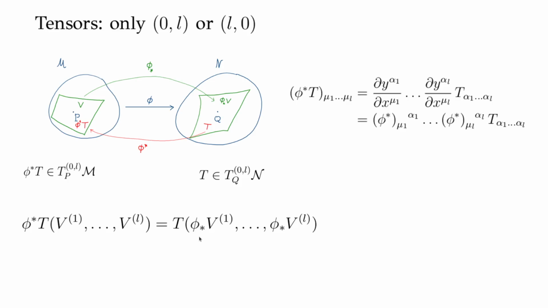The computation is easily generalized from the case of one forms. The only difference here is that we have a derivative factor here, one for each index of the tensor t. This is a linear operation, and we see here that the same linear operator is involved in transforming the components of t to the components of phi star of t.